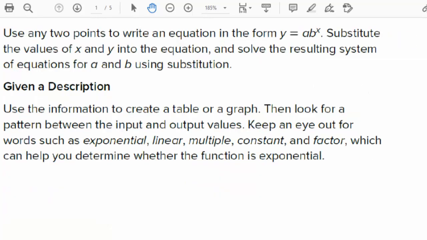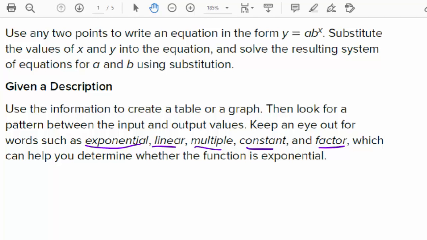Then we're going to do it using a description. Use the information to create the table, then look for a pattern between input and output values. Keep an eye out for words such as exponential, linear, or multiple, constant, and factor, which can help you determine whether the function is exponential. Remember, if our function is exponential, we'll have a common ratio. So we're multiplying by the same amount to figure out our subsequent y values.